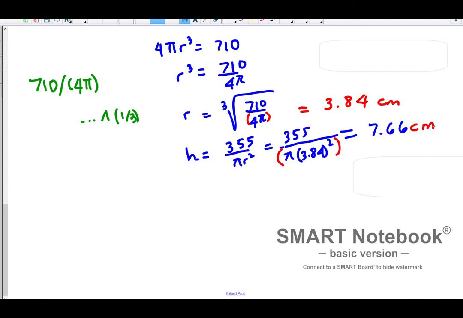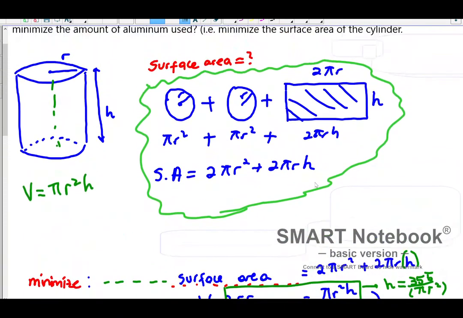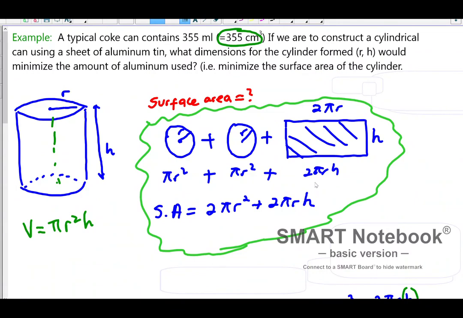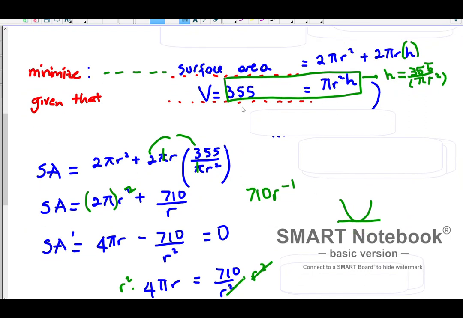So that means the dimensions of the cylinder, we need really r and h. r is 3.84 and h is 7.66. And for this question, they did not ask what is the lowest surface area to create such a box that can contain 355 milliliters of liquid. But if they did ask us, we would have to come back to the surface area equation over here. So pick maybe the one that looks the easiest, perhaps this one, 2 pi r squared plus 710 over r. And there you will plug in your r value to find the minimum surface area.